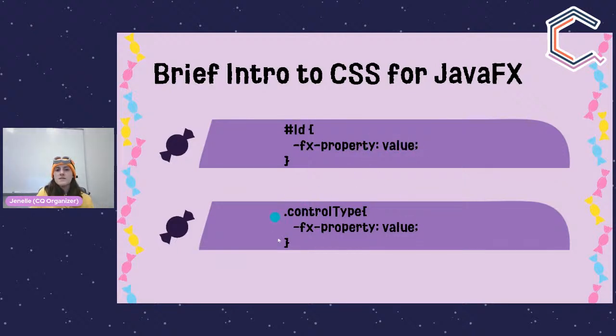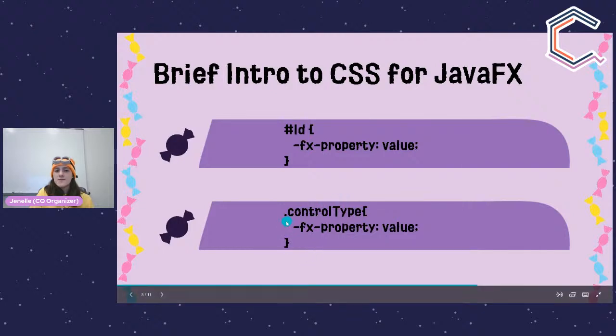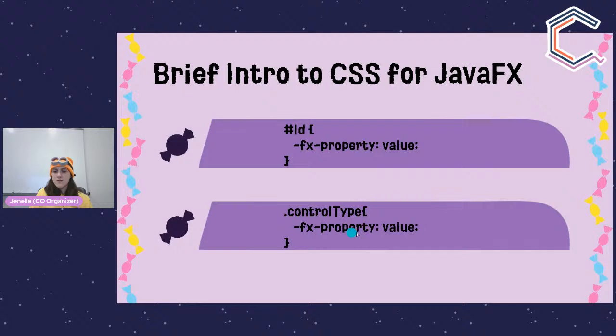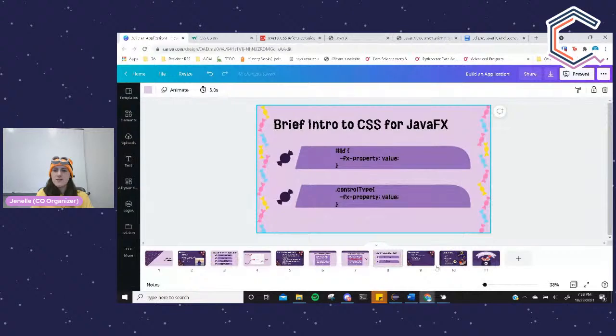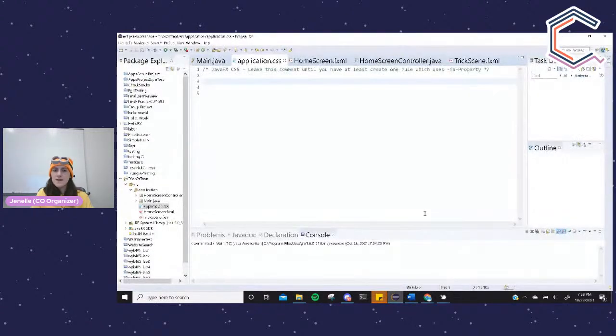But the other way to use CSS is by using the dot operator, which doesn't go by ID, but rather goes by control type. So if you did .button and then -fx-background-color and then a colon, then it would change all of the buttons to have these CSS styling properties. And again, CSS is just something that you can use to make your application look nice. It stands for cascading style sheets.